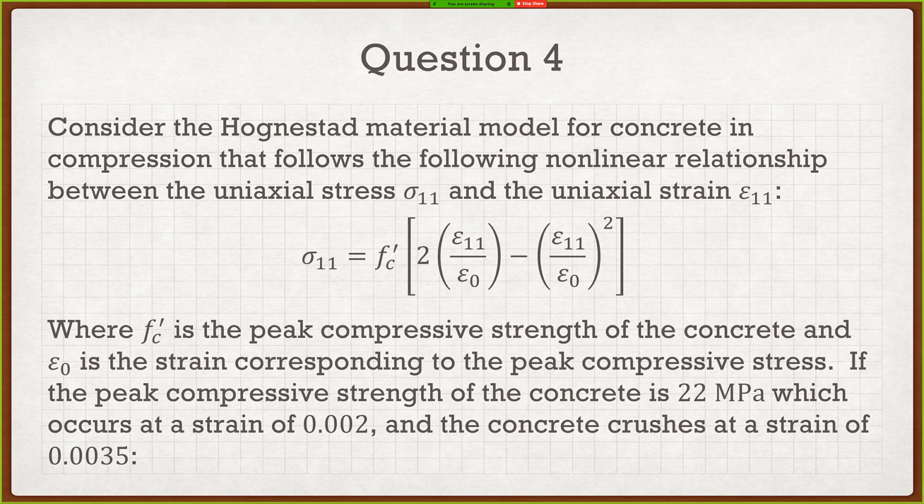Question number 4 says, consider the Hognestad material model for concrete in compression that follows the following nonlinear relationship between the uniaxial stress sigma 11 and the uniaxial strain epsilon 11. This is a very popular material model for concrete. As you guys will see, it's kind of a parabolic curve here.